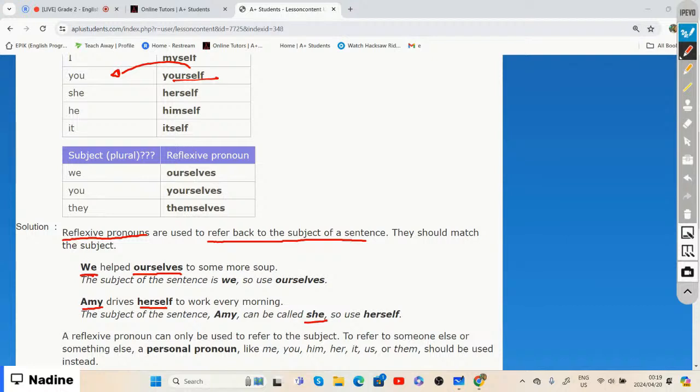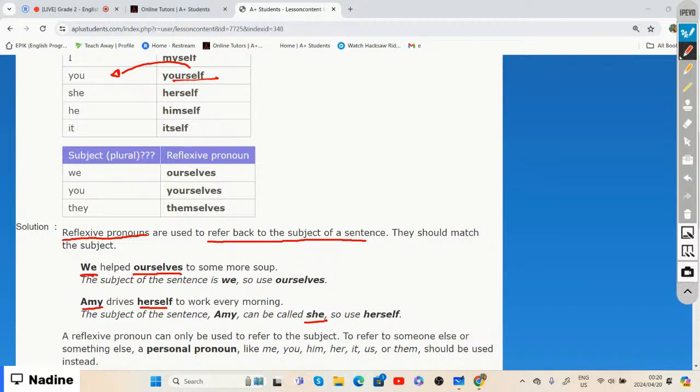So once again, the reflexive pronoun needs to match the specific subject. It needs to refer back to the specific subject. That is a reflexive pronoun, and it can only be used to refer to the subject. So if we make mention of ourselves, it needs to refer back to we. If we're saying herself, it needs to refer back to she or the person's name.